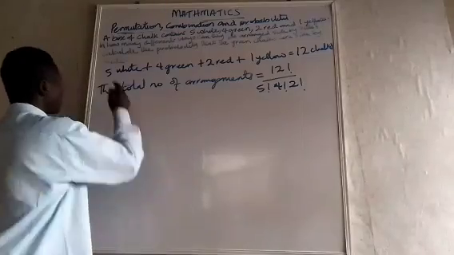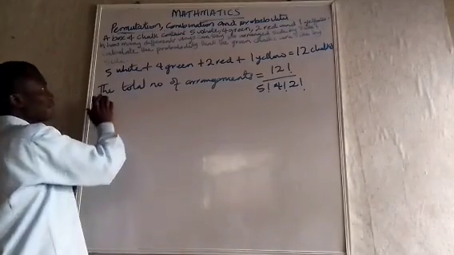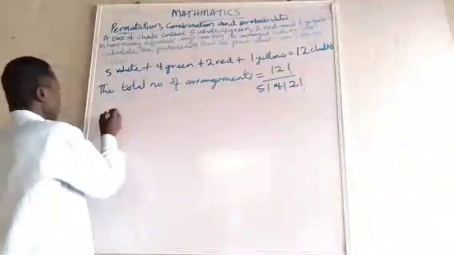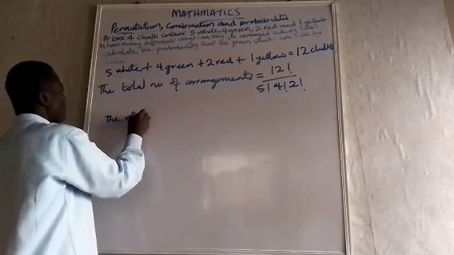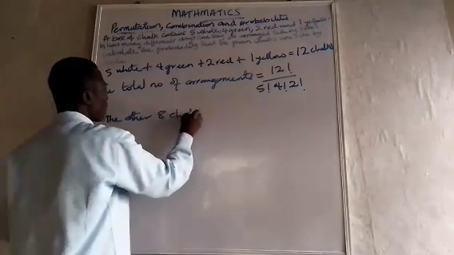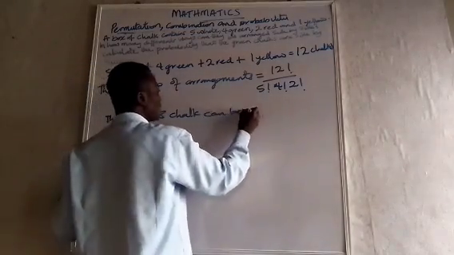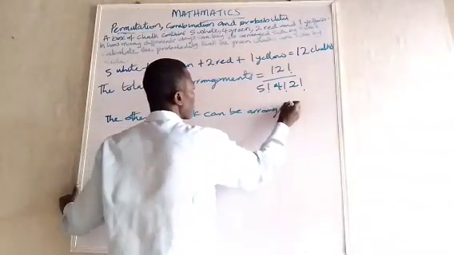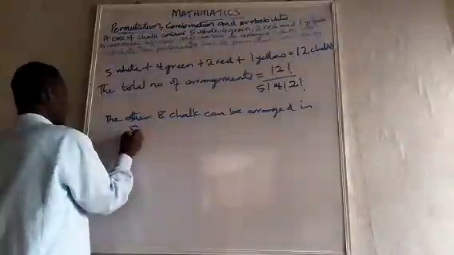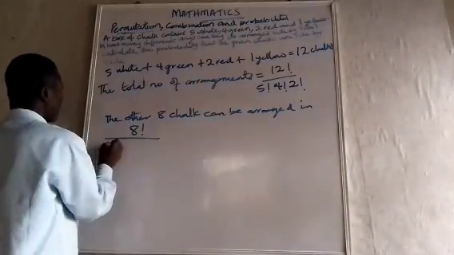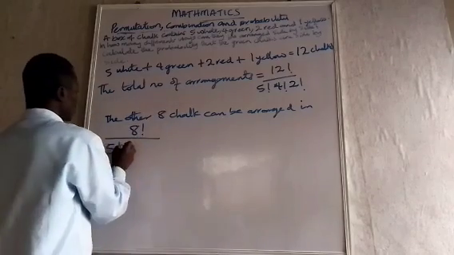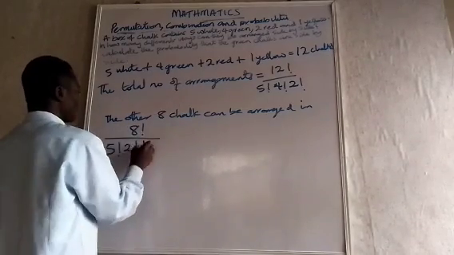Now if you look at it, without the green chalk, how can we arrange the other 8? So the other 8 chalks can be arranged in 8 factorial over 5 factorial times 2 factorial times 1 factorial ways.